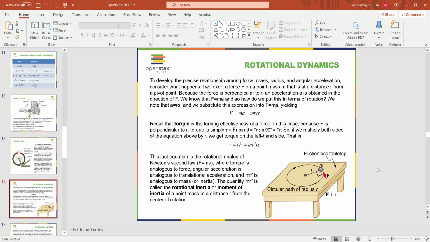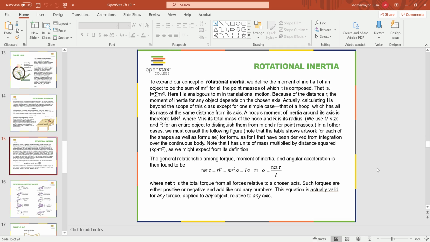The quantity m r squared is called the rotational inertia, or moment of inertia, of a point mass m a distance r from the center of rotation. To expand on our concept of rotational inertia, we define the moment of inertia I of an object to be the sum of m r squared for all of the point masses of which it is composed. That is, I is equal to the sum, that's the summation symbol, of m r squared, where I is analogous to m in translational motion.